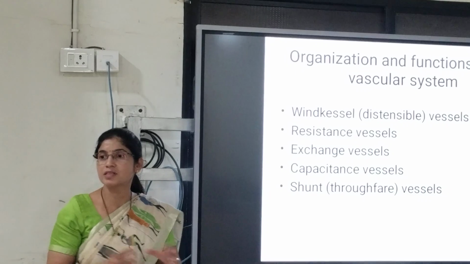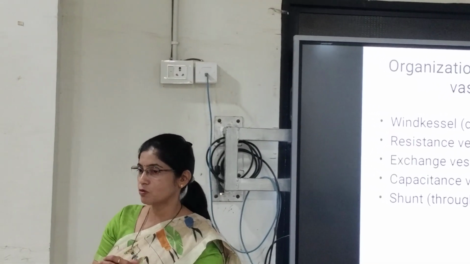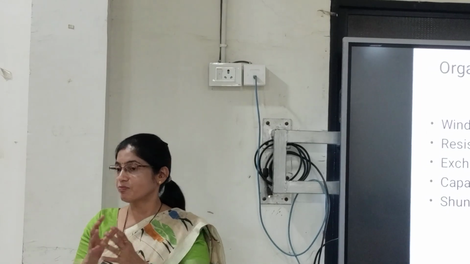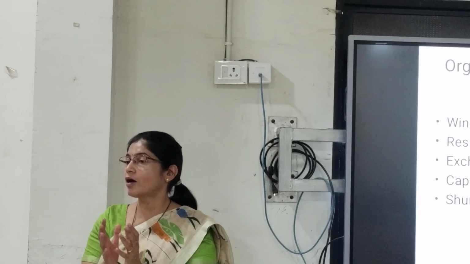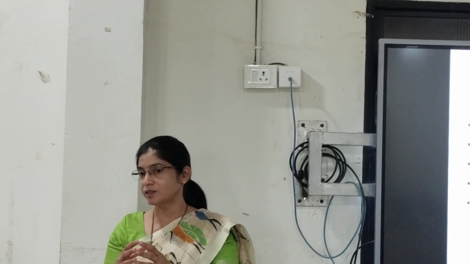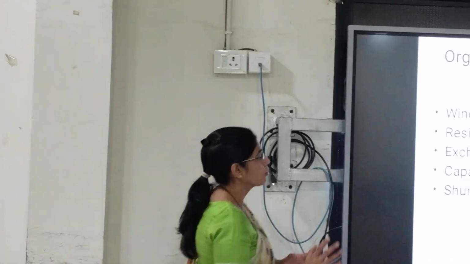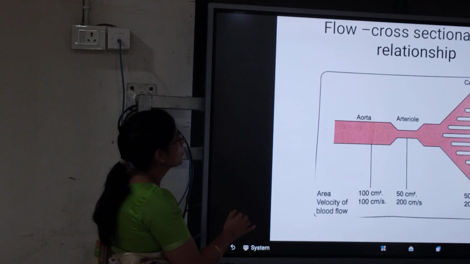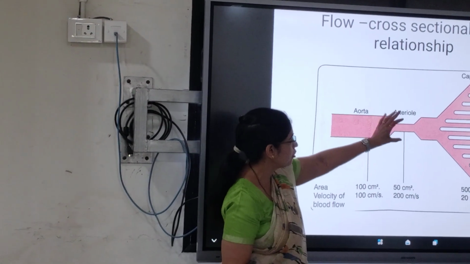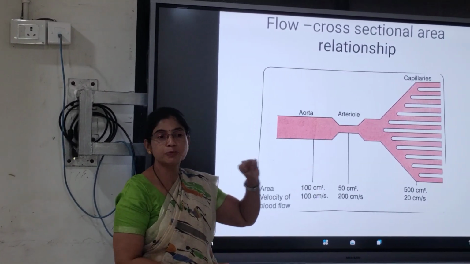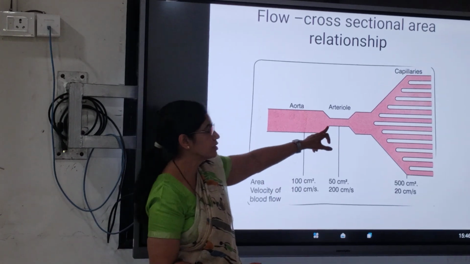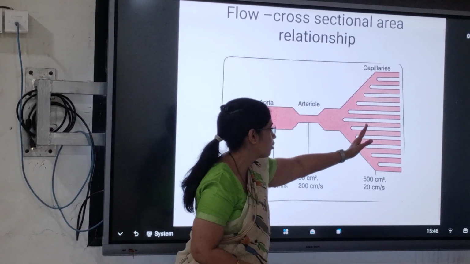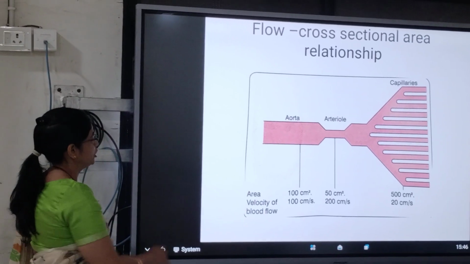And the shunt vessels are normally closed vessels. But whenever there is exercise and similar conditions, these channels will open to provide a greater amount of blood. That is called a thoroughfare or shunt vessel. So these are the four types of blood vessels. Here in the arteriole there is a constriction, which provides the maximum resistance. Then the aorta, and these are the capillaries. The area is greater for the capillaries.